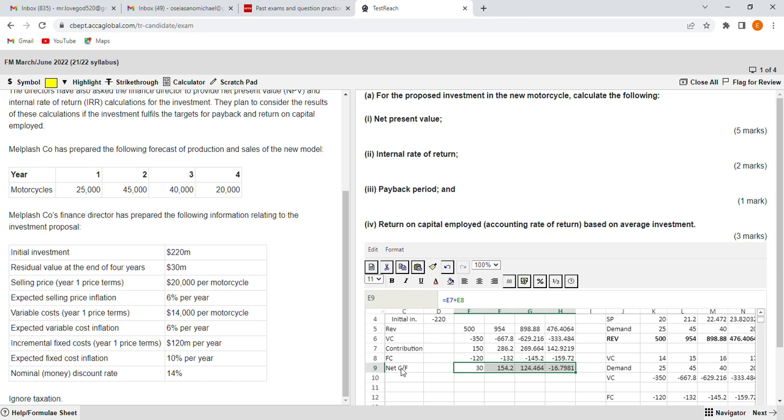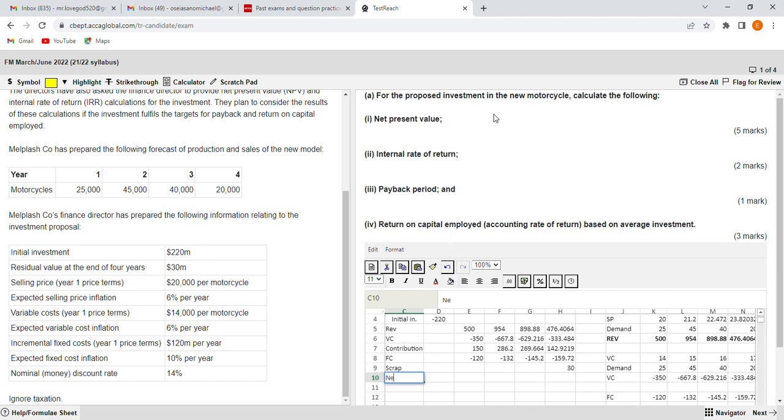But sorry, in the question you have residual value. So that is the scrap. Scrap at the end of the 4 years. So we come to the last year, positive 30, 30 million. Positive is supposed to be positive. Always the scrap value is a positive figure. So you now have your net cash flow.